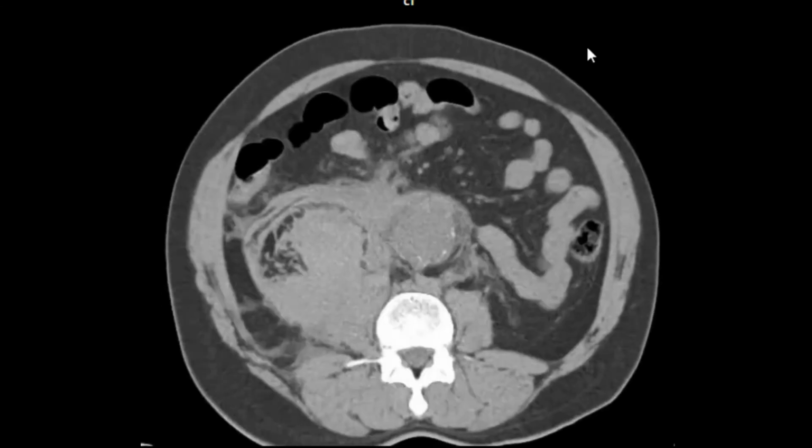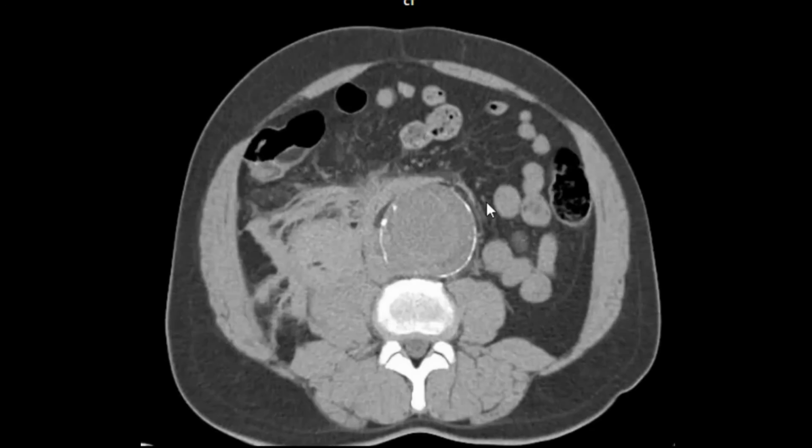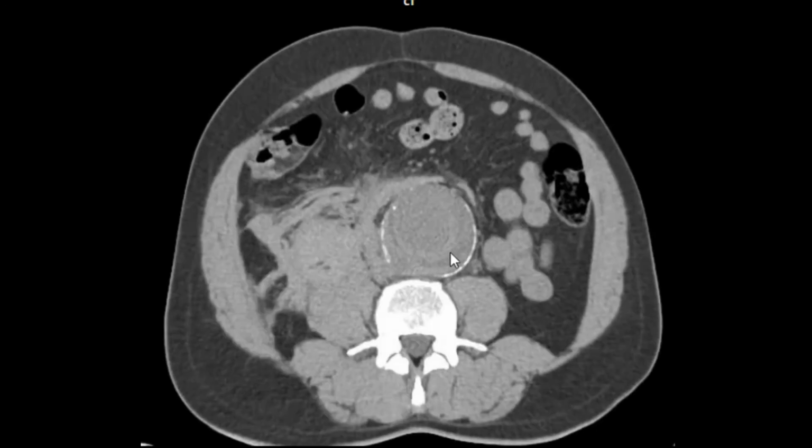This is an example of a ruptured aneurysm. Here again we see these kind of concentric layers of hyperdense material. We see the tangential calcium sign indicating compromise of the vascular wall, and we see blood products extending into the retroperitoneal space on the right. This is abdominal aortic rupture.